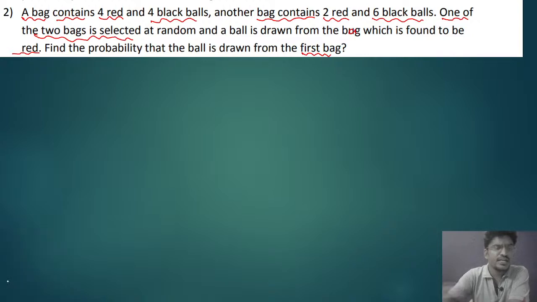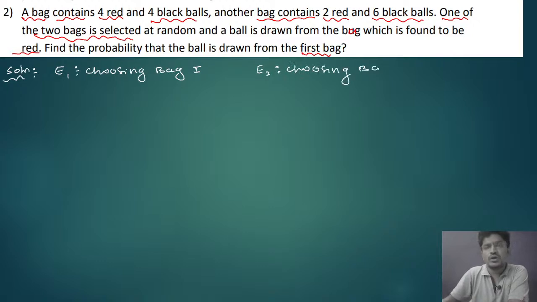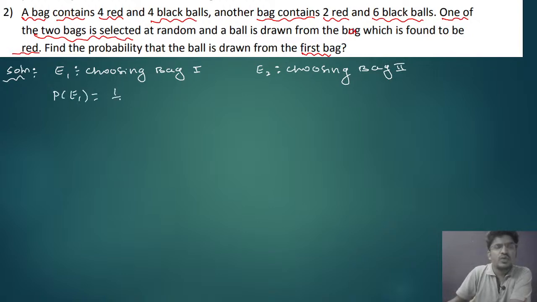Quickly solve it and tell me. For the solution you can see E1 will be what? Choosing bag 1. E2 will be what? Choosing bag 2. Probability of E1 will be 1 by 2 as well as probability of E2 will be 1 by 2.